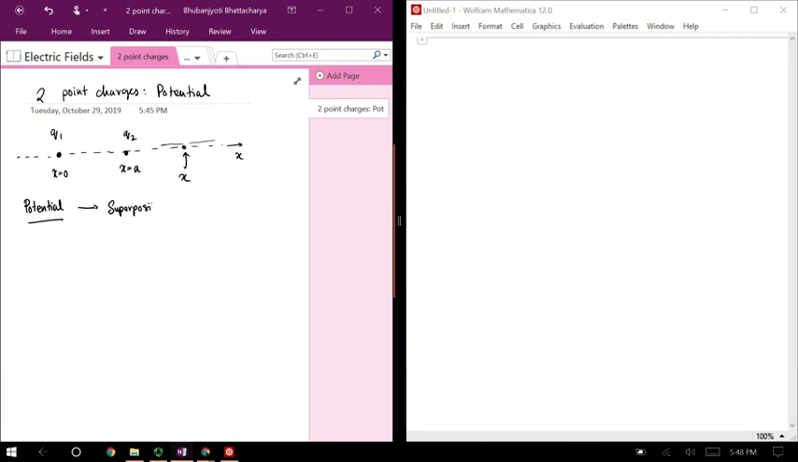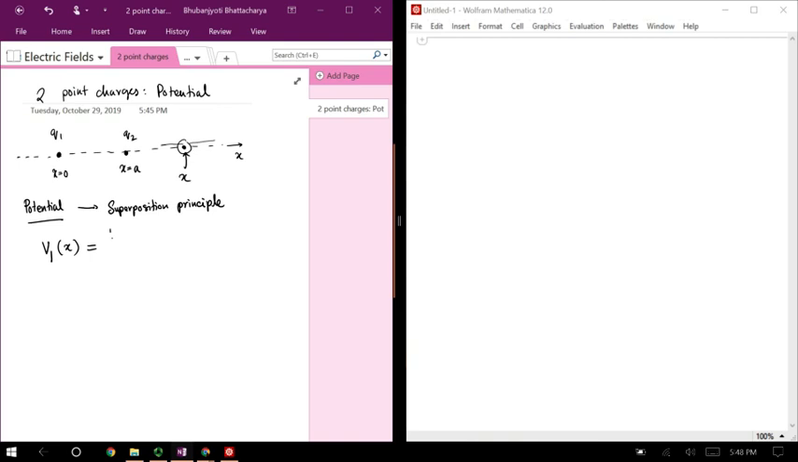Superposition principle, by the way, is extremely handy, right? So superposition principle simply tells us that we can add things. We can add potentials. So what we could do is we could find the potential at x due to each of the two charges Q1 and Q2, and then we can add those two potentials. So let's first find the potential at x due to charge Q1. So V1 of x. So this we have already done before, right?